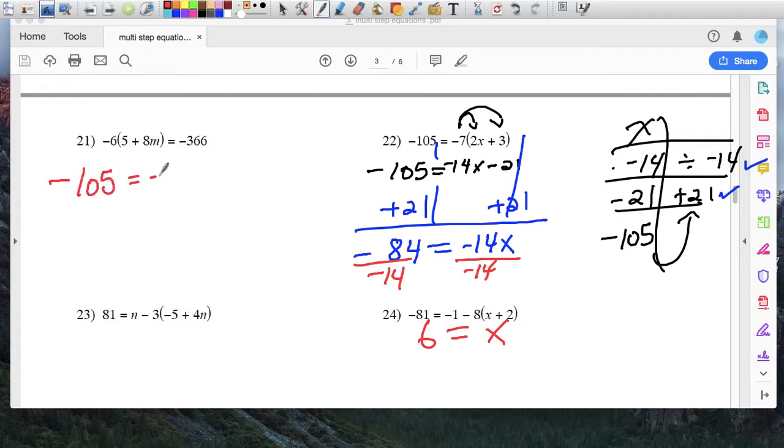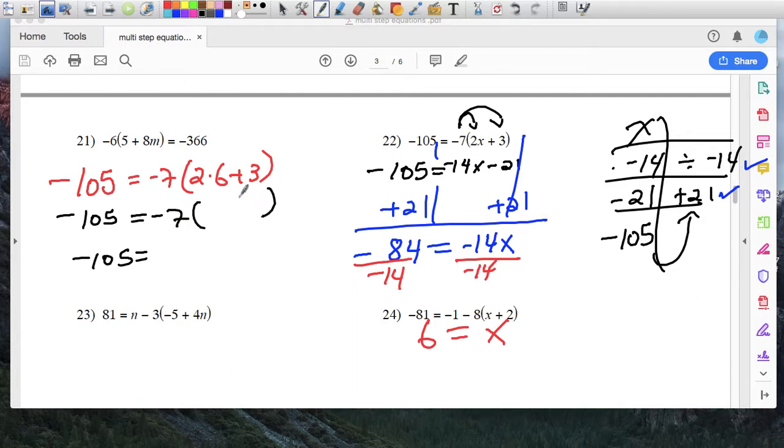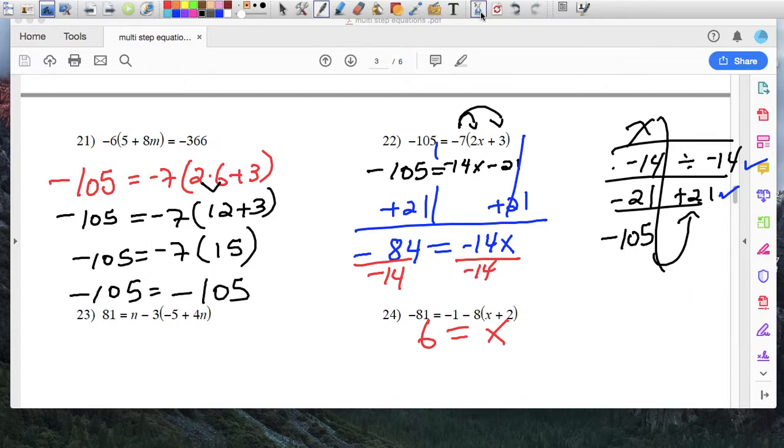Negative 105 equals negative 7 times, and then 2 times 6 plus 3. Negative 105, that's done, so I'm just going to write a couple of lines here. So negative 7, and inside the parentheses, I have 2 times 6, which is 12, and then I'm going to add 3. Negative 7 times 12 plus 3 is 15. And one more line. Negative times a positive is a negative, and 7 times 15 is 105.